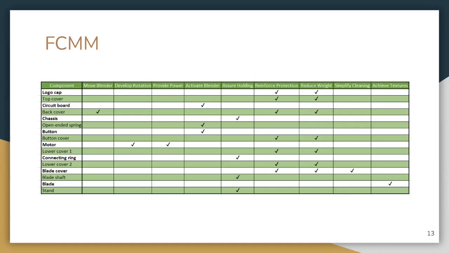For the FTMM, we developed a table that relates the different functions established in the FAST diagram to all the components of the hand blender, and we can see how every function is satisfied by at least one of the parts. For example, to reinforce protection and reduce weight, we can see that the logo cap and all the covers of the hand blender are the ones in charge of fulfilling this function. Now I'll hand over the presentation to John, who will talk about the BOM and the quad chart.